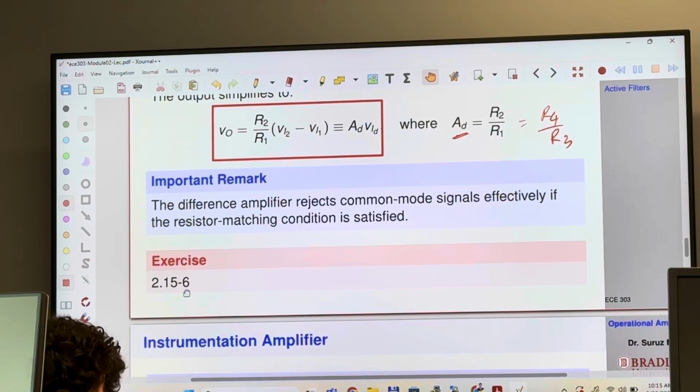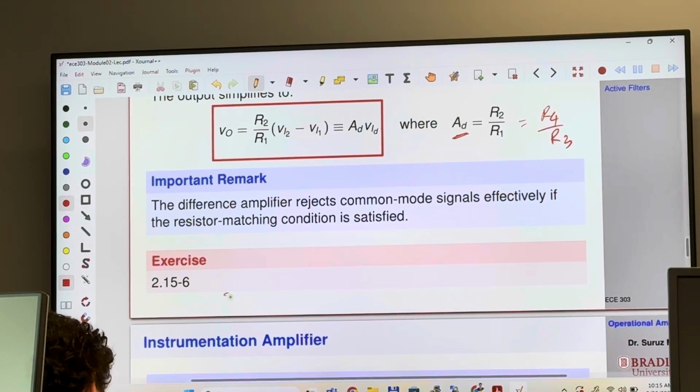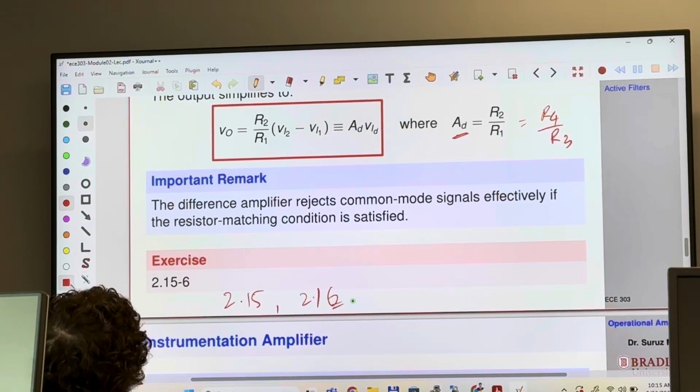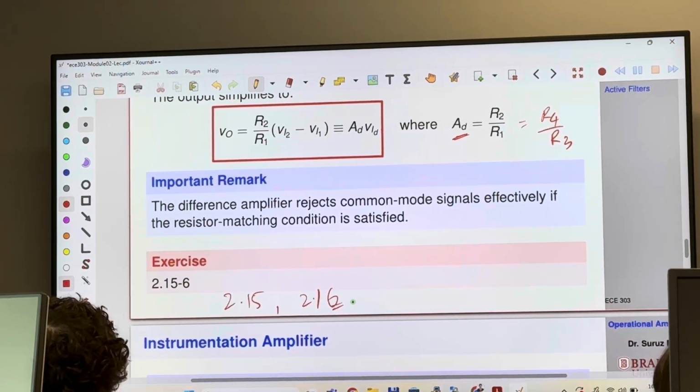2.15 and 2.16. So it is 2.15, 2.16. Okay? It is 10:15. Any question, guys?